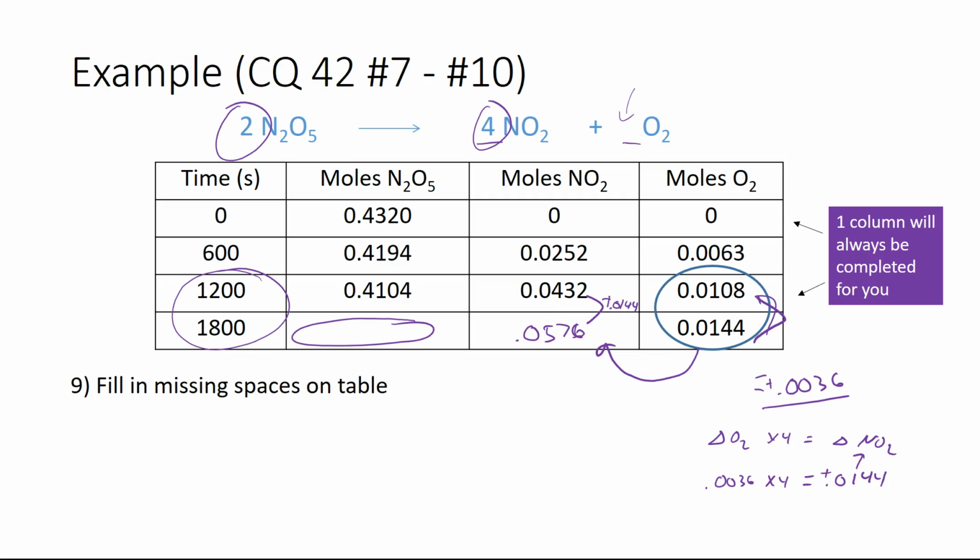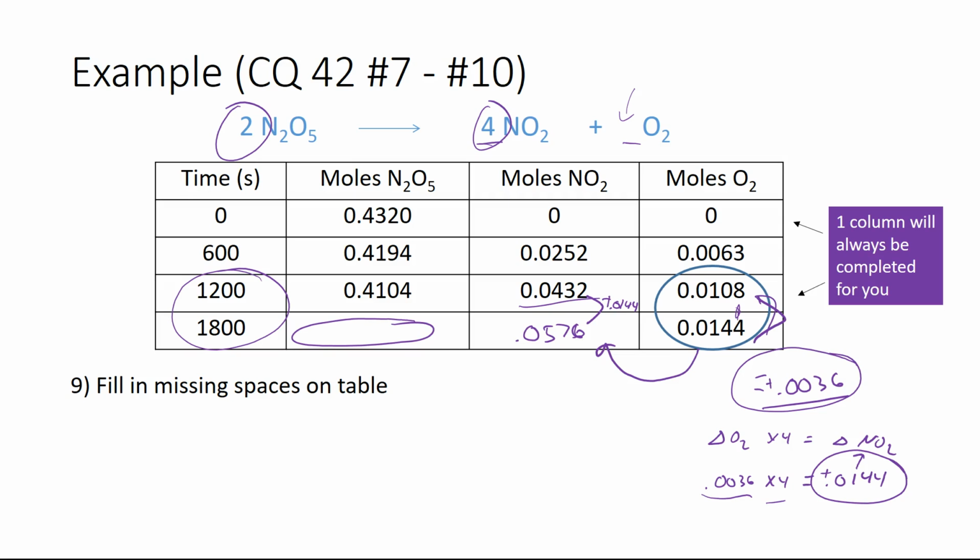Okay? Now, I know this seems like lots of numbers, but this is where thinking it through helps. The change in my oxygen is a positive 0.0036. All right? And that's just a simple subtraction between those two numbers. According to my balanced reaction, my nitrogen dioxide should change by 4 times as much. So I took my 0.0036, multiplied it by 4 to get that number. That is the change in my nitrogen dioxide. So the change is a positive 0.0144. So I'm going to add 0.0144 to the previous value, and I should get 0.0576 as a result.